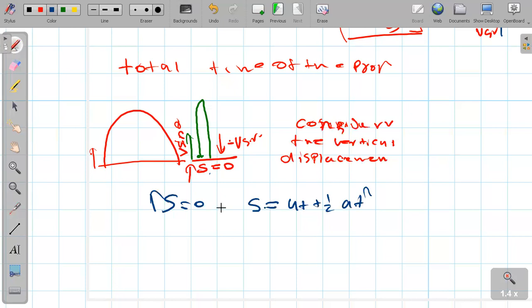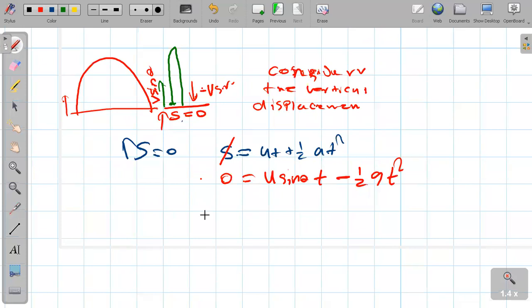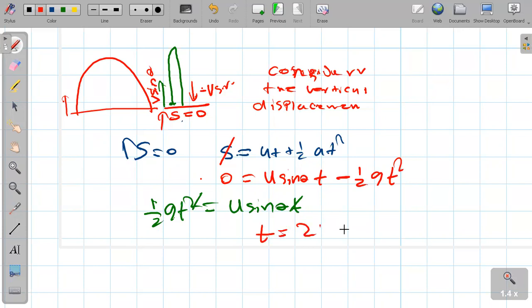So the vertical displacement is 0. 0 equals u sine theta t minus half g t square. So what should I get? Half g t square equals u sine theta t, and one t is cancelled now. What is my time factor? Time is going to be 2u sine theta over g.